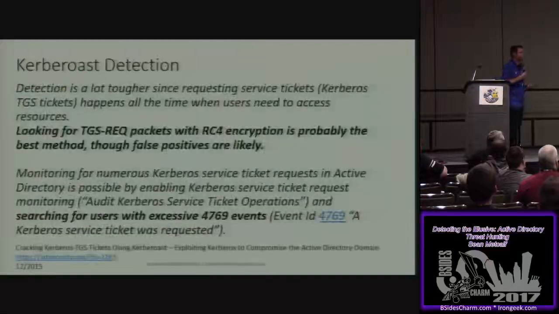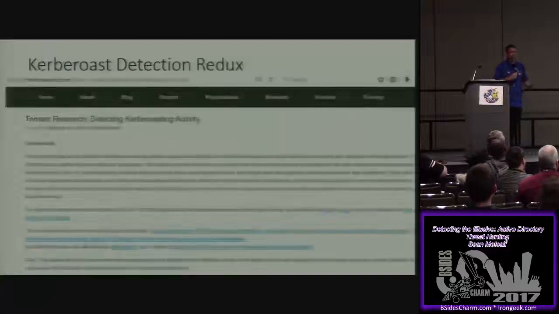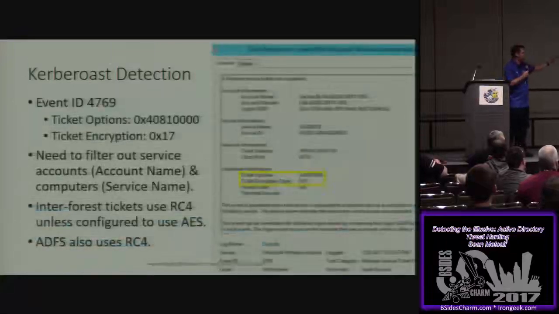So how do we detect this? About a year and a half ago, I put up a blog post on potential detection: TGS-REQ packets with RC4 on the network, and searching for excessive 4769 events. Recently I decided to look at this again and ask, how can we detect this? So I put up a post on the Trimarc Security website as well as on ADSecurity. And this is the nuts and bolts of it.